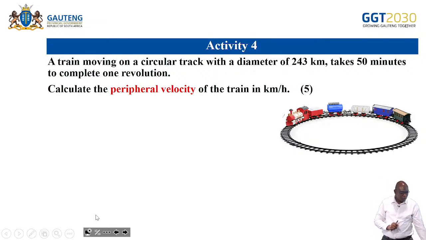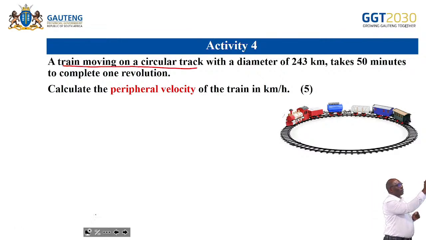Here's a very interesting question here. Now, it says a train moving on a circular track. So that's a circular track with a diameter of 243 kilometers. Takes 50 minutes to complete 1 revolution.